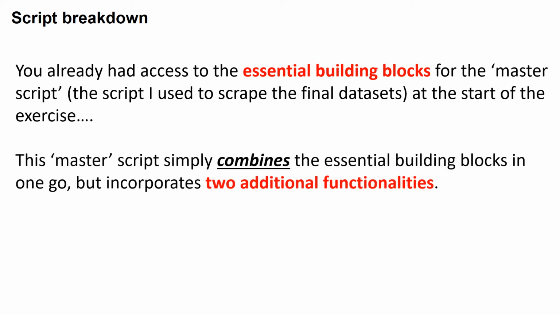And a master script simply combines these essential building blocks in one script, in one go, but incorporates two additional functionalities or two additional little scripts that you also had access to from 2 weeks ago, because someone emailed me and asked me to provide them with these additional functionalities, and they gave me a rationale what the script should do and why they need it. And this is why I released it on Euphora. So basically, you had all the scripts in a total, I think, 6 scripts to build, let's say, the master script and to come to the same solution as I did.